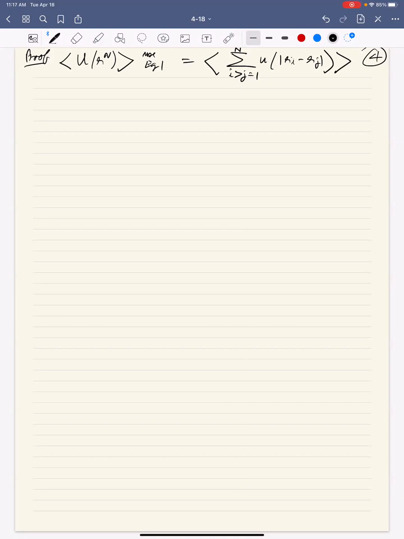So how do I simplify this? If u is the same for every pair of interaction, can I simplify this right away and get rid of the summation?